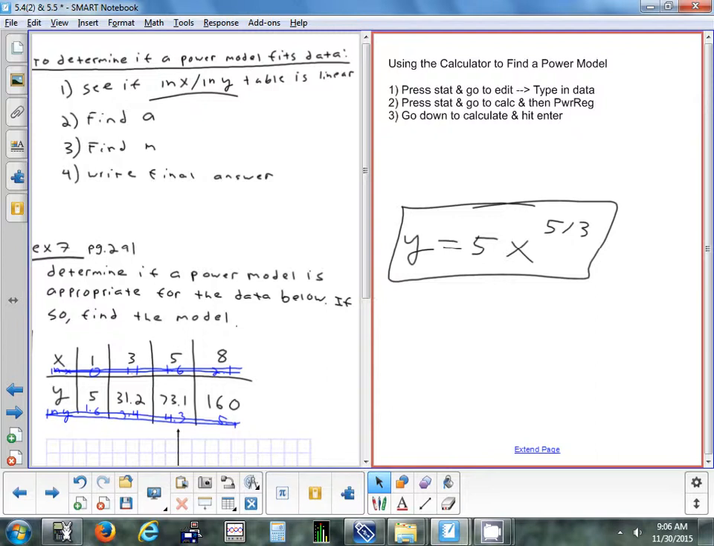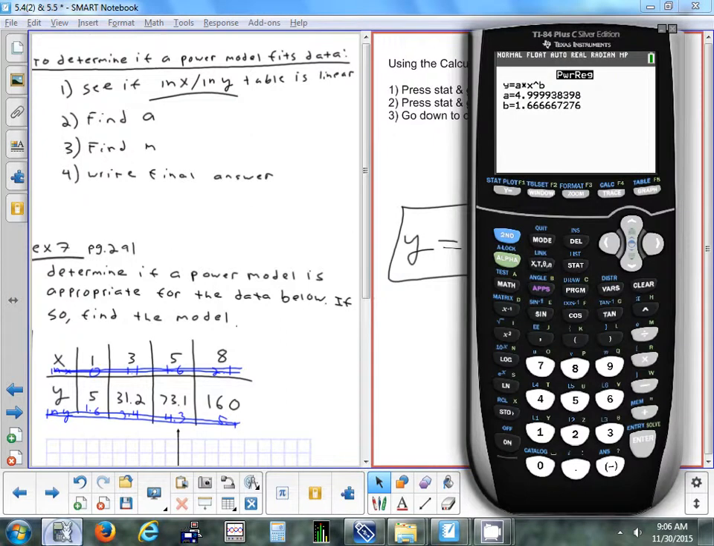All right, so I don't think we're going to do it by hand. You just have to know how to do it on the calculator. All right, let me graph that. Okay, so we got y equals 5x raised to the 5/3.